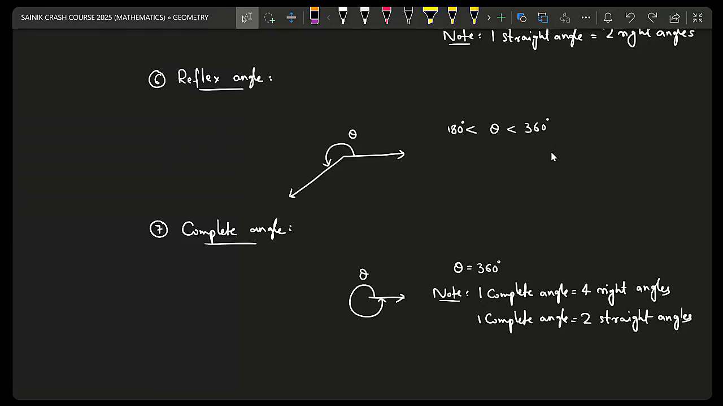Sir, what is the meaning of theta? Theta is a Greek letter. The Greek letters are alpha, beta, gamma. In this list, theta is also a letter. Generally, it is used to show angles.